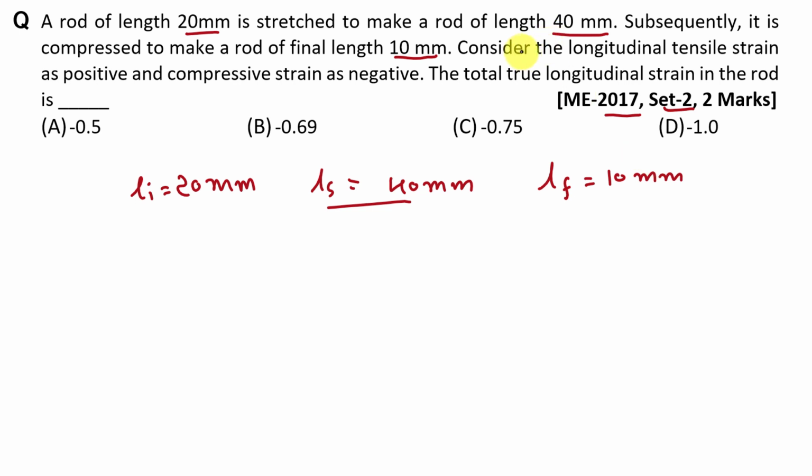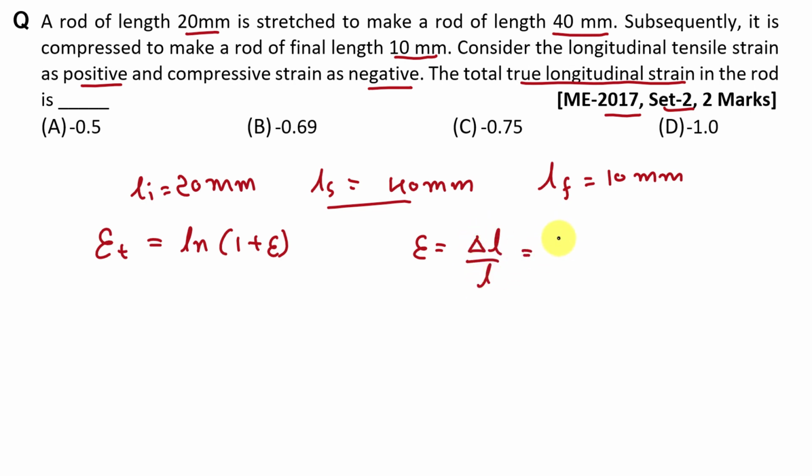Consider the longitudinal tensile strain as positive and compressive strain as negative. The total true longitudinal strain in the rod is dash. Means here we have to find out true strain. Now we know the equation to find out true strain, that is ln into bracket 1 plus epsilon, and here this epsilon is engineering strain, that is delta L divided by L, means final length minus initial length divided by initial length, right? Here this length is initial length.